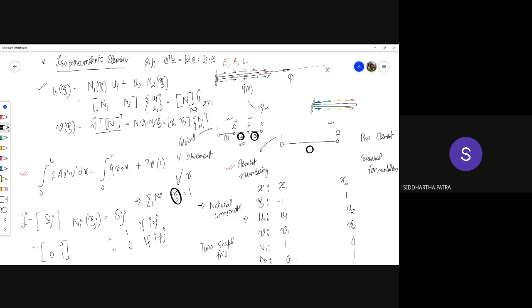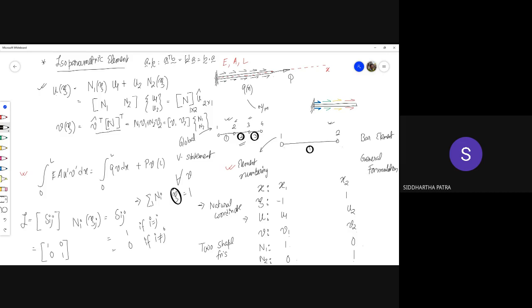x is the physical coordinate, but we are going for a natural coordinate, and we would define shape functions based on that natural coordinate. This exercise might seem redundant here, but when we move to two-dimensional problems, you would realize that this is mandatory.